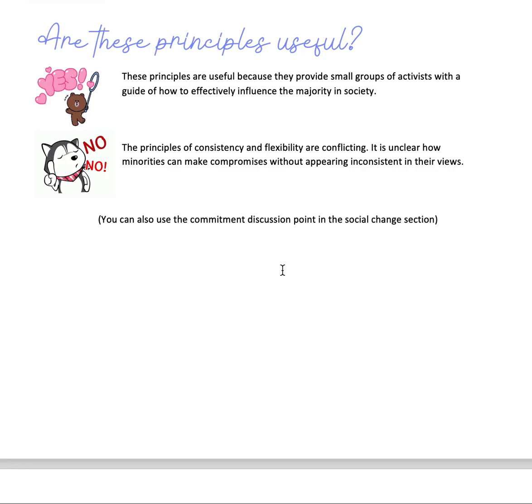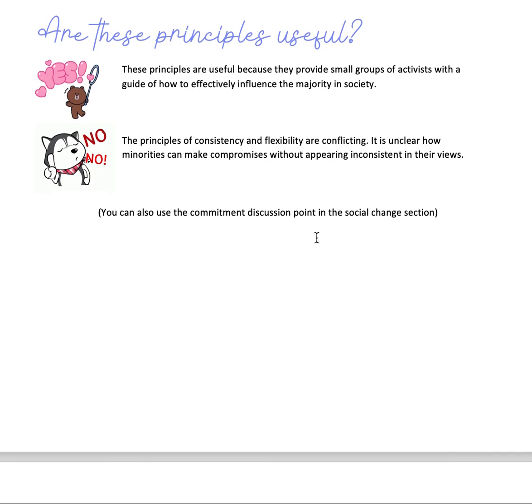The principles are conflicting. So principles of consistency and flexibility obviously contradict each other. It's unclear how you can make a compromise without appearing inconsistent in your views. And then also the discussion points that we're going to move on to in a second are relevant here.